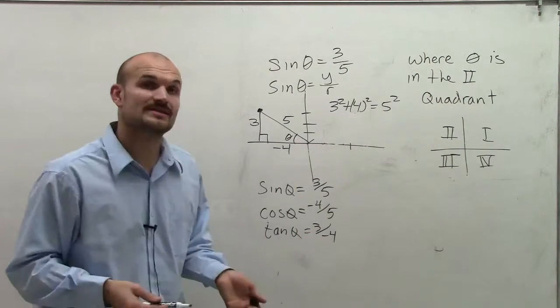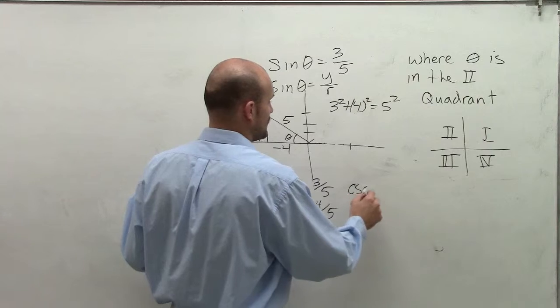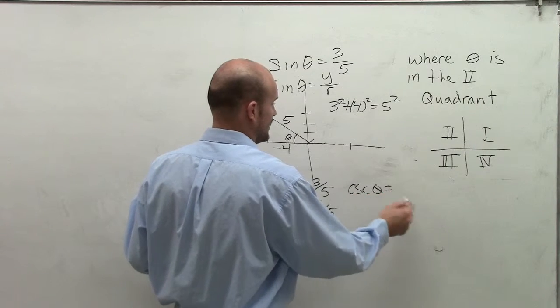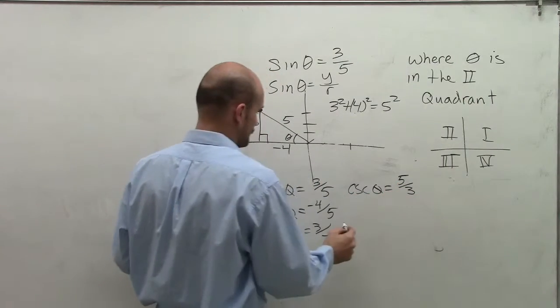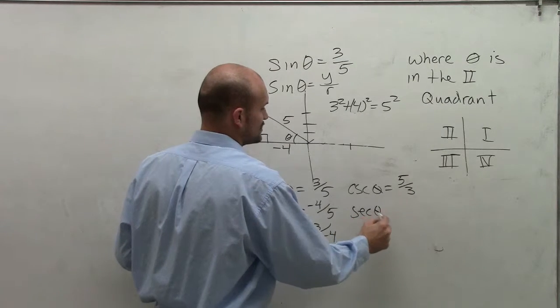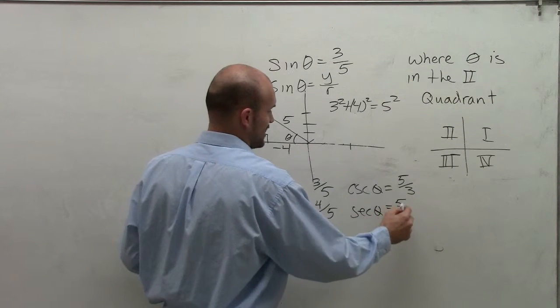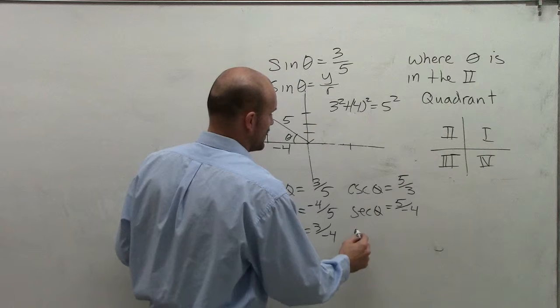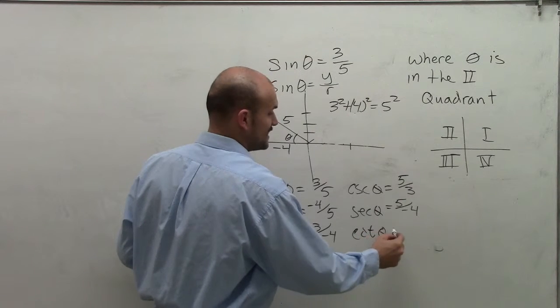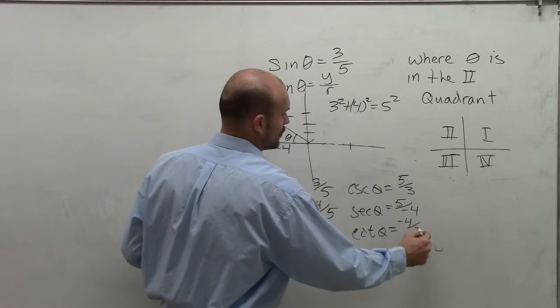Then let's go ahead and do the reciprocal properties. The reciprocal property of sine is cosecant of theta, which will be 5 over 3. The secant, which is the reciprocal of cosine, is going to be 5 over negative 4. And then the cotangent, which is the reciprocal of tangent, is going to be negative 4 over 3.